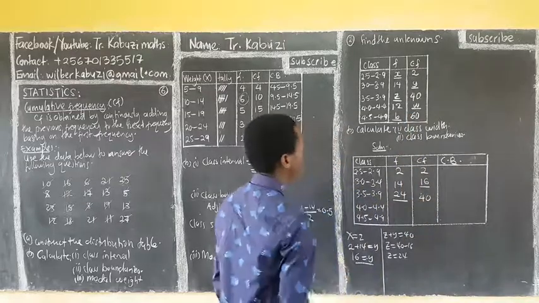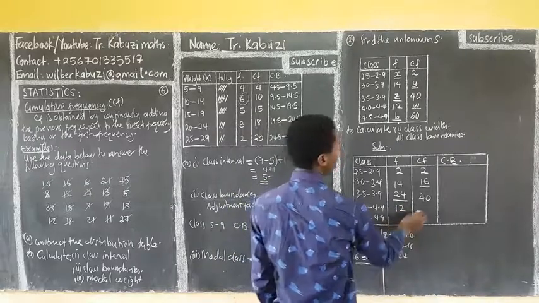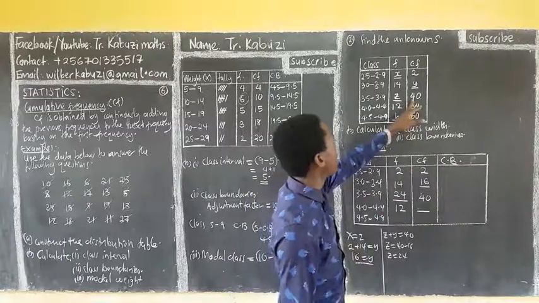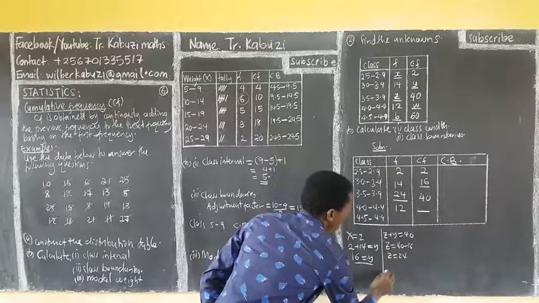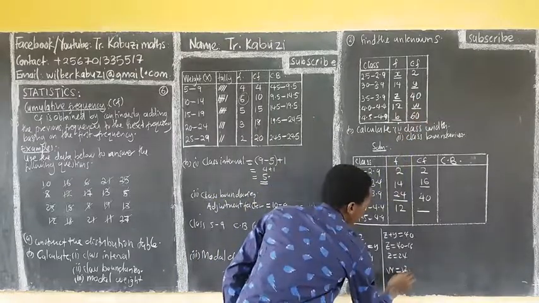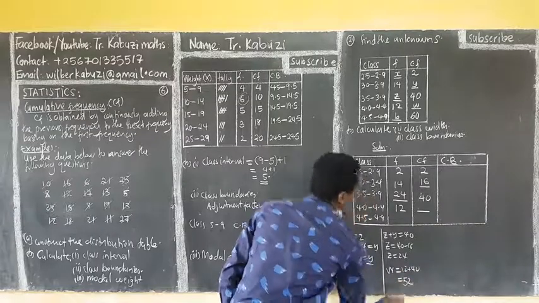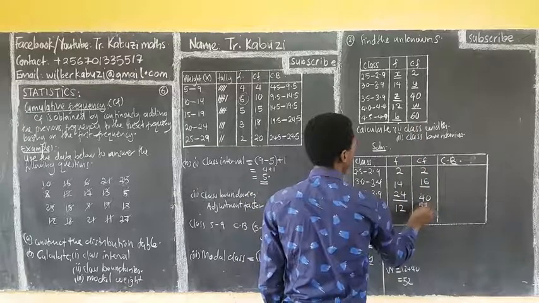Okay, so this one is 12, and this one is missing. So how do I get this? I know if I get this plus this, I get this value. So W is going to be this plus this, 12 plus 40, which is going to be 52. So meaning that now my W is 52 there.